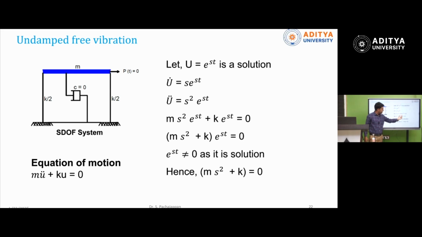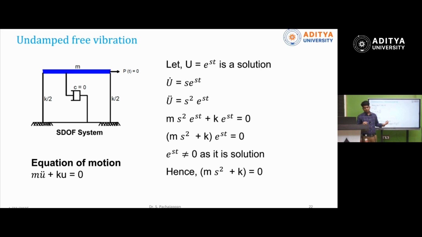In this equation, I'm taking e power st commonly outside. So here two components we can see: one is m s square plus k, and the other is e power st. Either m s square plus k will be 0 or e power st can be 0. But in this case, e power st cannot be 0 because that is the assumed solution. If you make e power st 0, then it is going to give you the trivial solution. So obviously, m s square plus k is equal to 0.